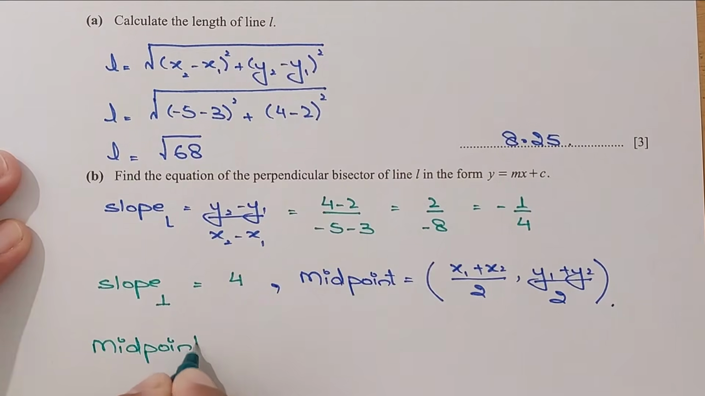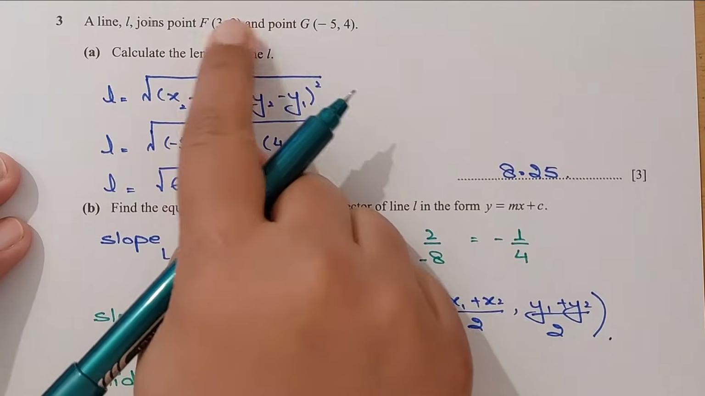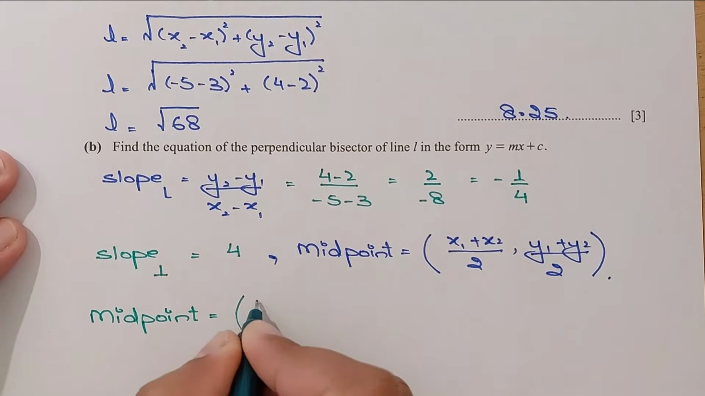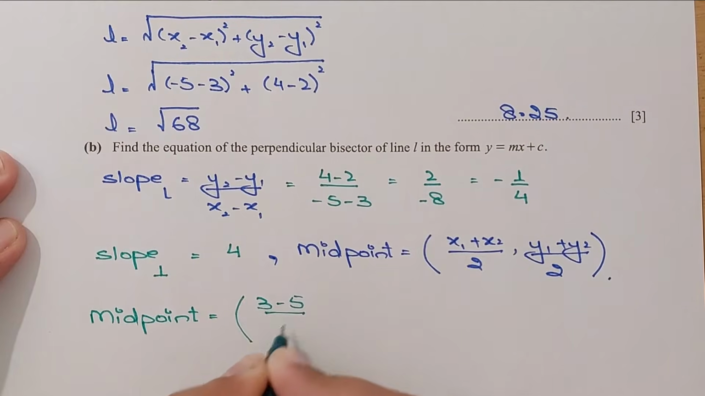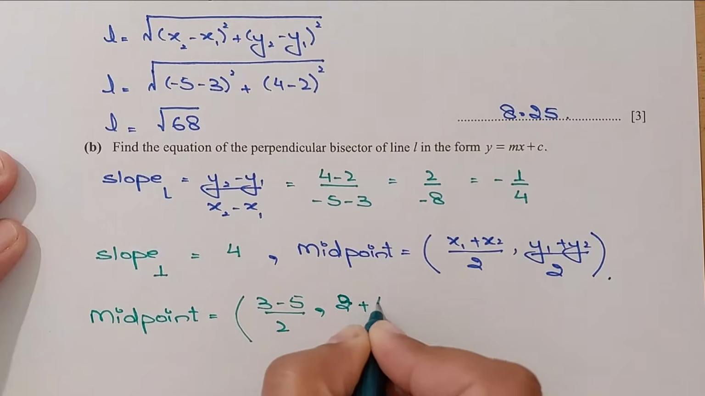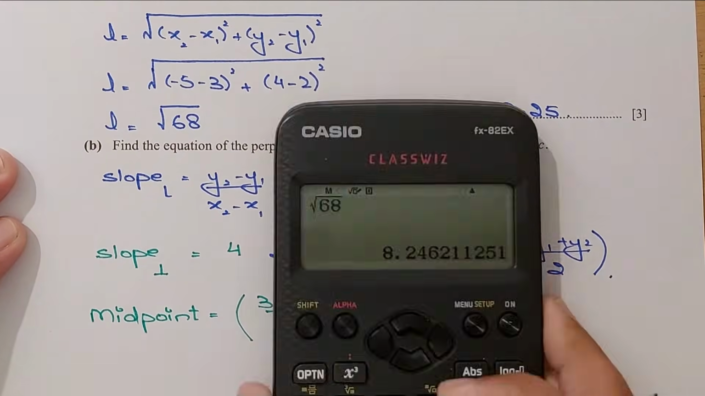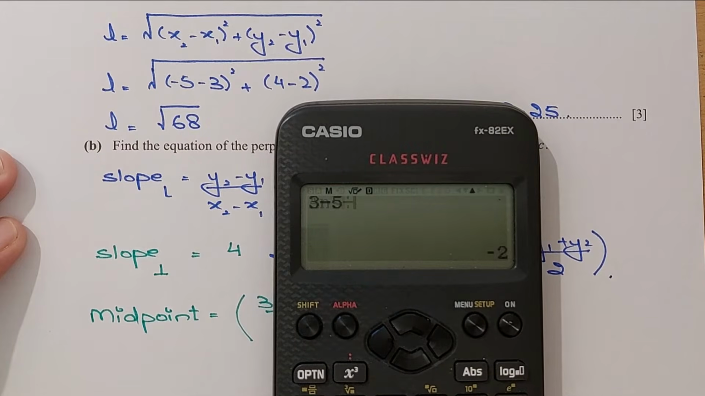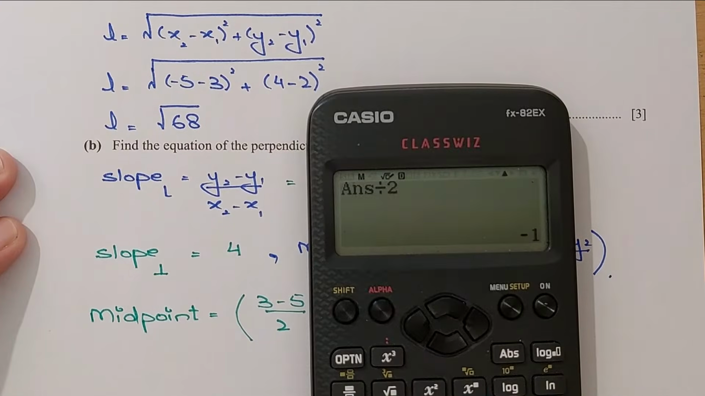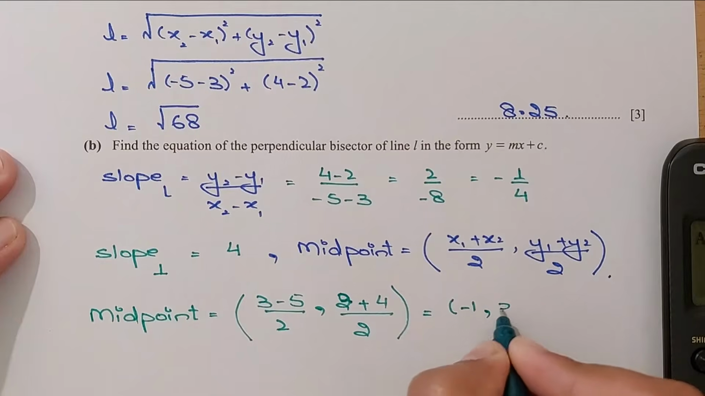So the midpoint of F and G, right? So we have x1, y1, x2, y2. So (x1 plus x2) divided by 2 equals (3 minus 5) divided by 2, and (2 plus 4) divided by 2. So 3 minus 5, that is minus 2, divided by 2, this is minus 1. And 2 plus 4 divided by 2 is 3. So (minus 1, 3) is the midpoint, right?